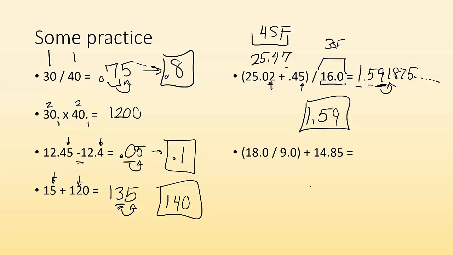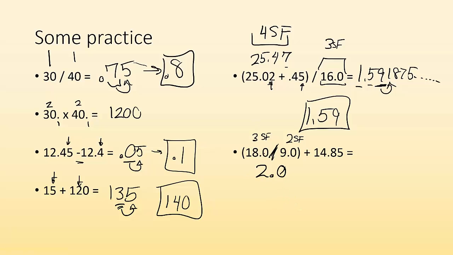All right, one more. So I get 19.0 divided by 9.0 plus 14.85. So order of operations, do the parentheses first. So I'm going to get 2, and if I'm doing a division, I need to look at sig figs. 19.0 has 3 sig figs, and the 9.0 has 2 sig figs. So I'm going to have to round my 2 to 2 sig figs. Well, how do I show 2 with 2 sig figs? I'm going to have to do 2.0. That's how you do that.